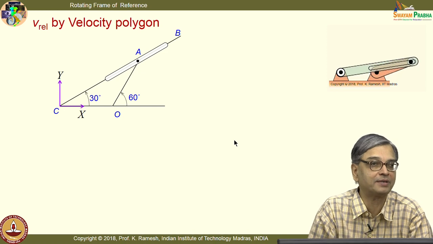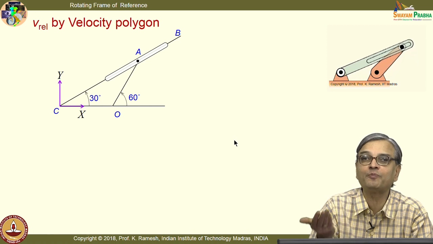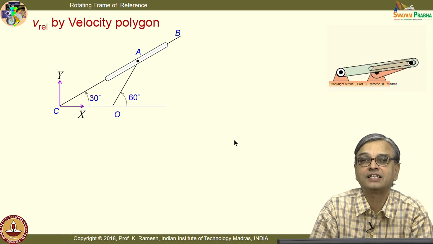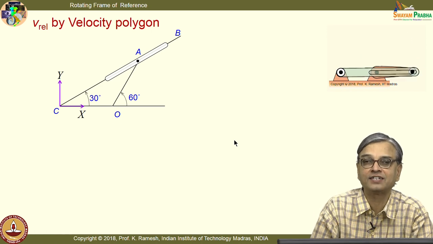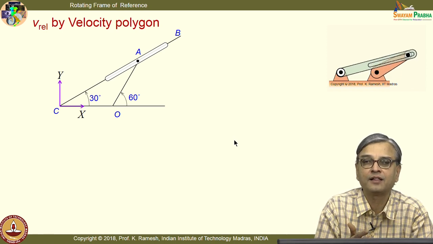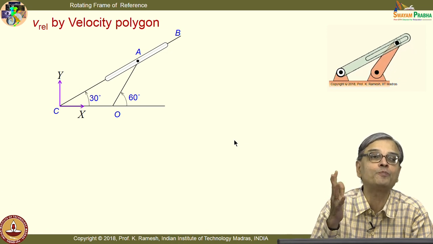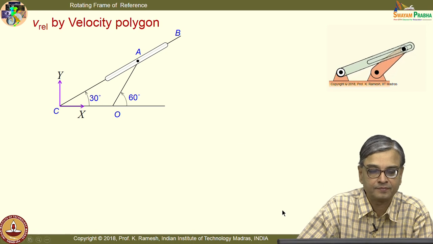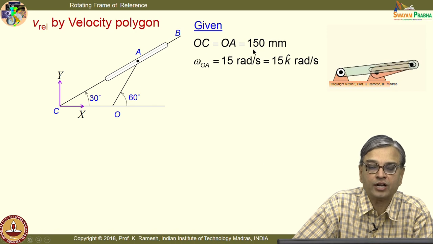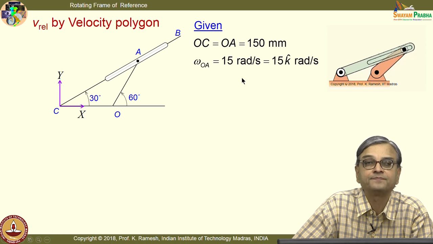You look at the problem statement. In this class of problems, you have to find out by solving the problem the value of the relative acceleration. That is, in the sense, it is not the relative acceleration from the relative equation. What I mean is the ARL. ARL is nothing but the acceleration a person sitting on the rotating frame would perceive. So, you are given OC equal to OA equal to 150 millimeters and omega OA is given as 15 radians per second.